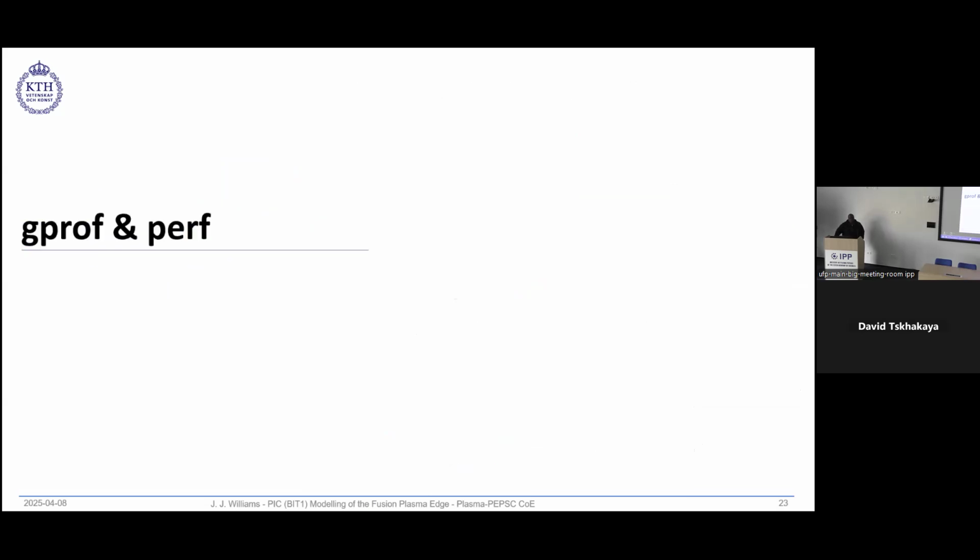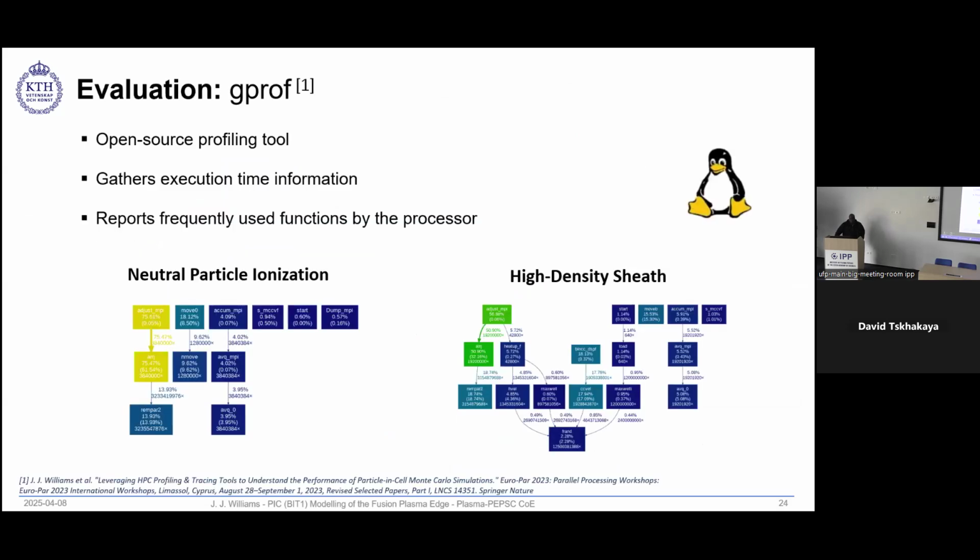So firstly, let's talk about two tools: gprof and perf. You're very familiar with these very popular tools. The first one is gprof. It's an open source profiling tool. It gathers the execution time and it reports those frequent functions from the processor.